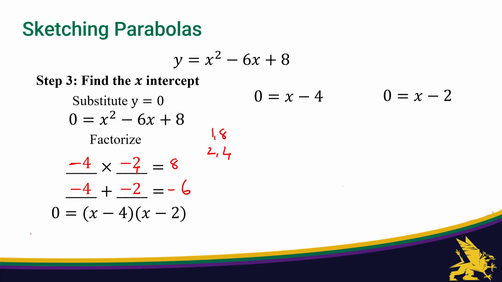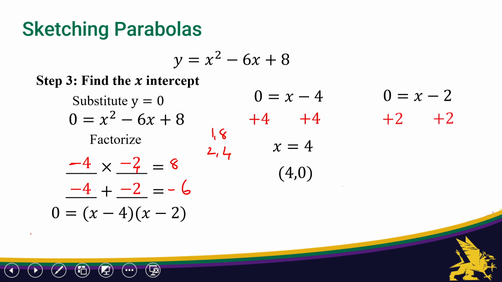The next step is I'm going to get x by itself. To get x by itself, I'm just going to add 4, and it gives me x equals 4, and as a coordinate, it is (4, 0). On the next equation, 0 equals x minus 2. I'm just going to add 2 to both sides, and I get x equals 2. The coordinate will be (2, 0).